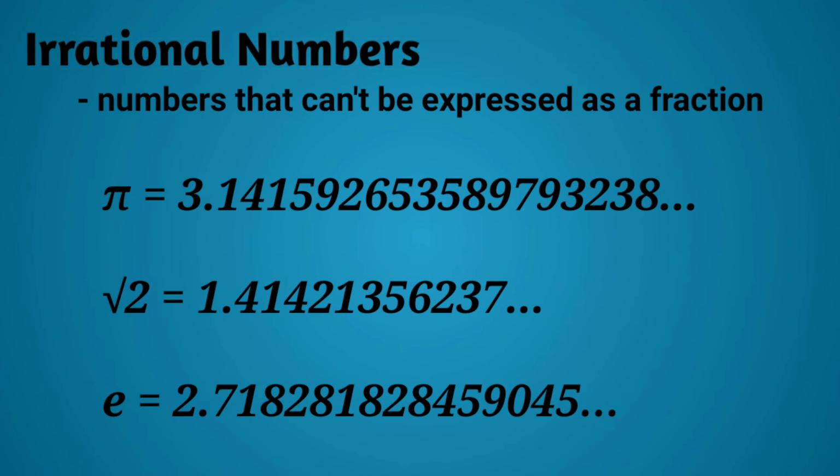Another example is the square root of 2, which is equal to 1.4142135562 and so forth. And the value of e, which is 2.718281 and so on. The values that are mentioned are values that cannot be converted into a fraction. So, these are irrational numbers.